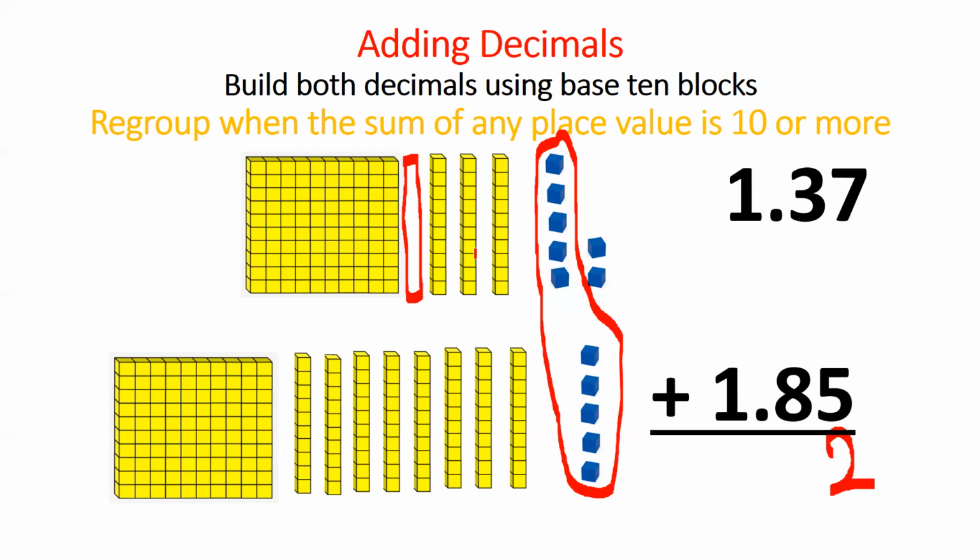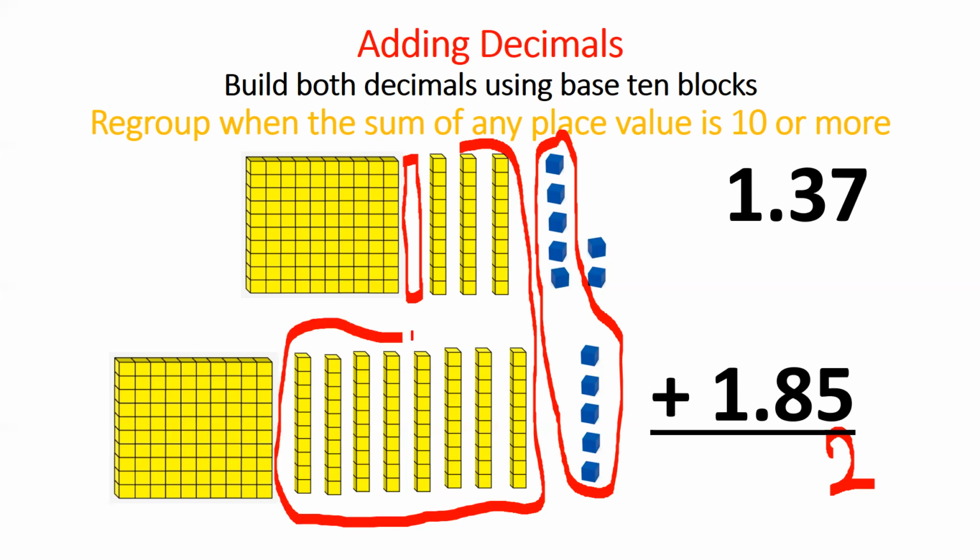So I can go ahead and take the 8 tenths here and include 2 of my tenths from my first number. So 1, 2, 3, 4, 5, 6, 7, 8, 9, 10 tenths. Then it will make one whole, and I'm going to regroup it to make one extra whole, one whole flat here.